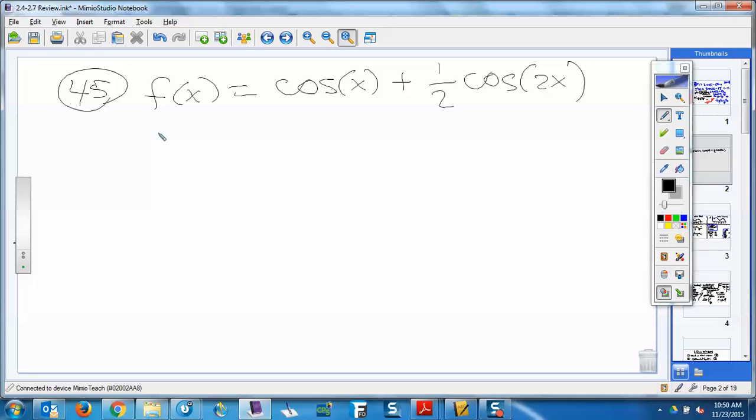What did the question ask about? Determine where f has local maxima and minima over the interval 0 to 5. And then it talked about inflection points, so that'd be the second derivative, right?